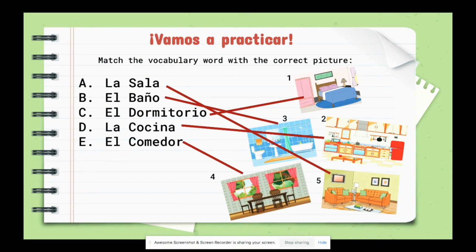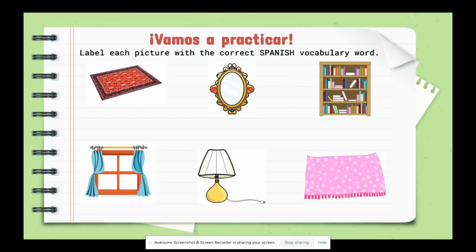So it's important to know your definitions of all the vocabulary words to do an activity like this. So more practice always helps. Okay, vamos a practicar. The directions over here say label each picture with the correct Spanish vocabulary word. So now you can take a look at these pictures and try to find them on your own.